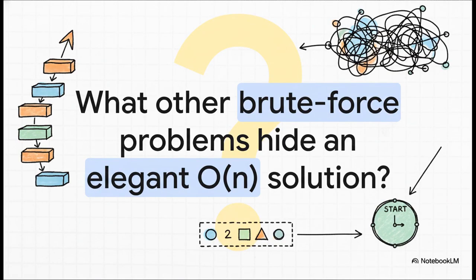And there you have it, the monotonic queue. It's a beautiful example of how choosing the right data structure can turn a clunky, slow problem into something incredibly elegant and fast. Which leads to a really interesting question. What other problems that you've seen that look like a brute force nightmare might be secretly hiding their own elegant linear time solution? Thanks for watching.